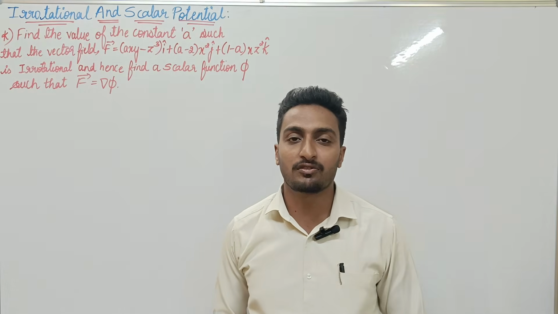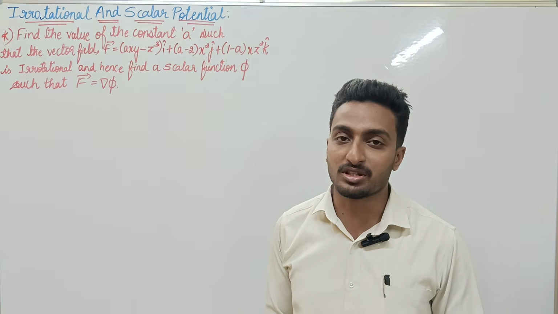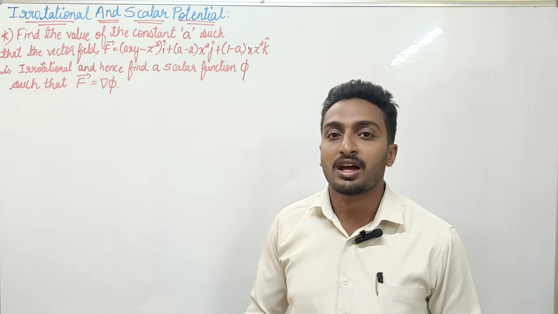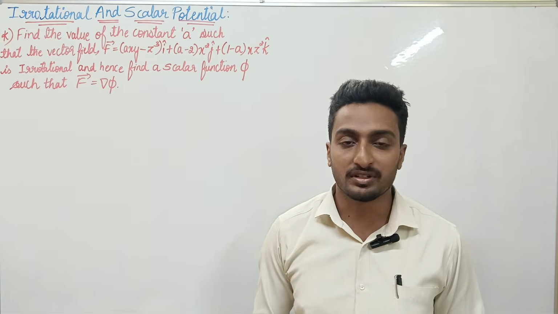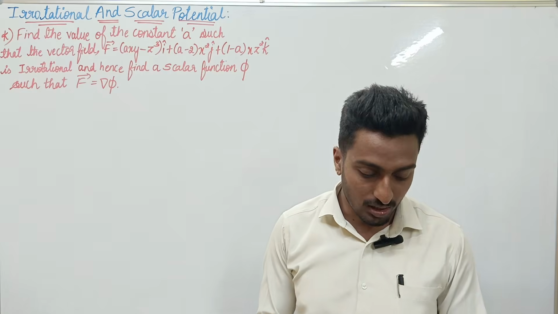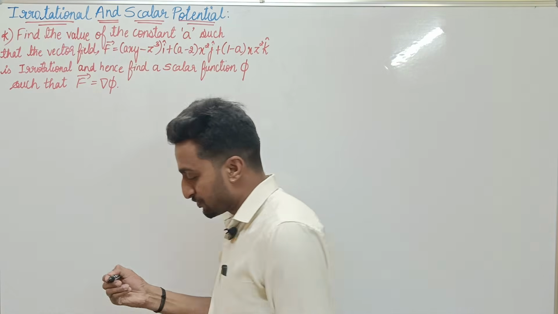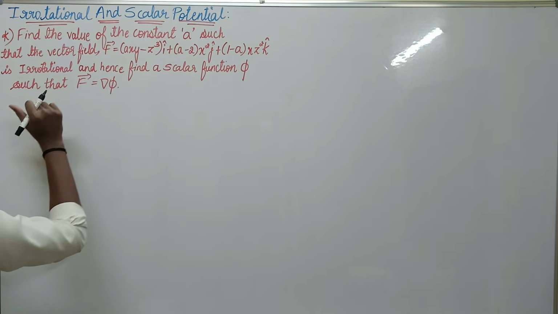What does irrotational form represent? Irrotational form represents curl f vector equal to 0, then we call it irrotational. After we get this solution, we are going to find the scalar function phi with respect to vector f equal to gradient phi. How to solve, how to represent? Now let us see. First, let us find the constant a with respect to irrotational.